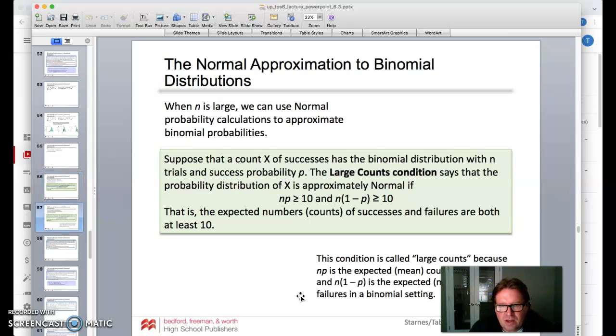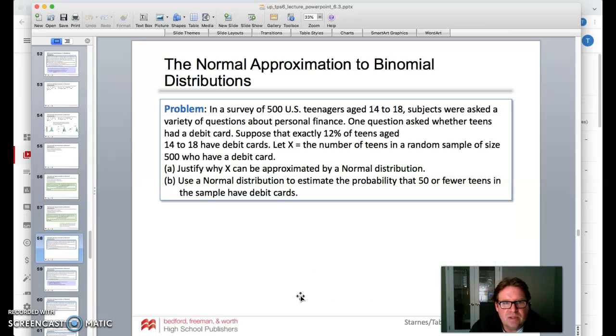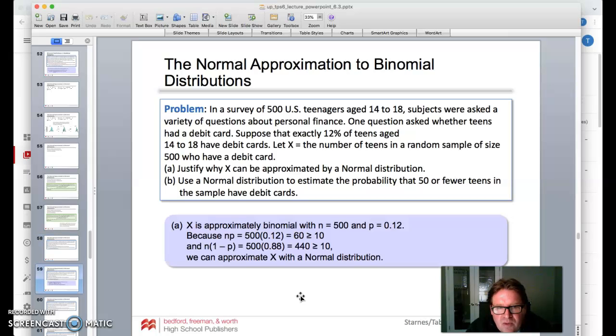So let's take a look at what we're talking about here. In the survey, the same thing that we had before with the teenagers, X can be approximated by a normal distribution. Once again, if we were to check this out, n times p, 500 times 0.12, is going to be 60. That's bigger than 10. If we do n times the probability of failure, so 500 times 0.88, well, that clearly is bigger than 10. So because of that, we can say that we have the large counts condition taken care of.